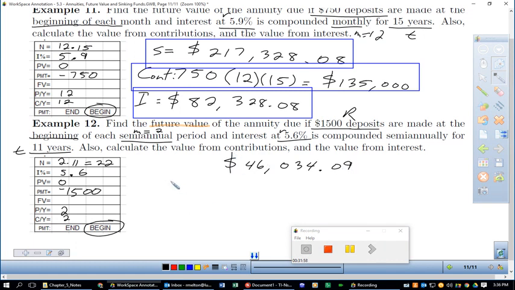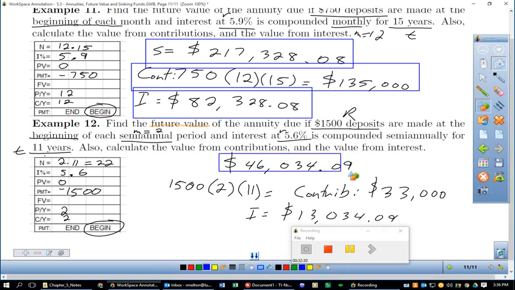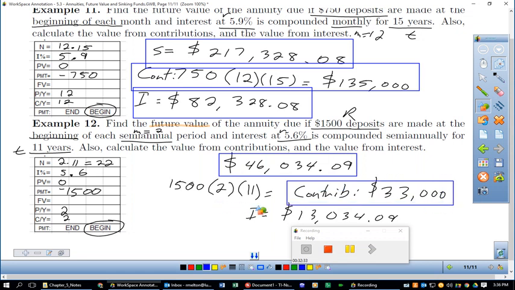Now the contributions: $1,500 twice a year for 11 years brings us to total contributions of $33,000, bringing our interest to an amount of $13,034.09. Those are the 3 things we were asked for: future value, contributions, and interest. All right, that brings us to the end of section 5.3 on annuities, and we'll pick up with annuities next time as well.